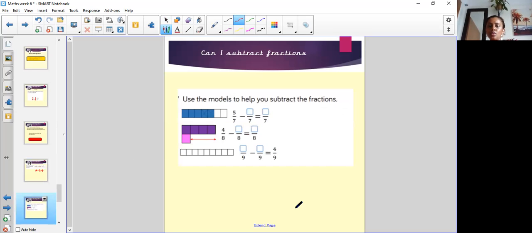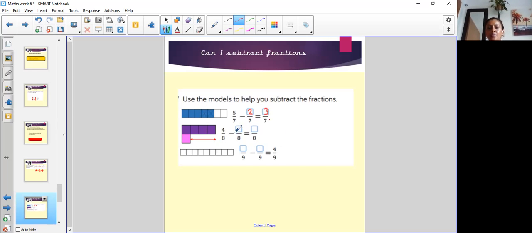It says use the model to help you subtract the fractions. So 5/7. So we've got 1, 2, 3, 4, 5, 6, 7. And we've got 5/7. Take away, how many are crossed out? 2. Fantastic. 2 equals how many? So what's 5 take away 2? 3/7. So if we count how many are not crossed out, 1, 2, 3, we have 3.